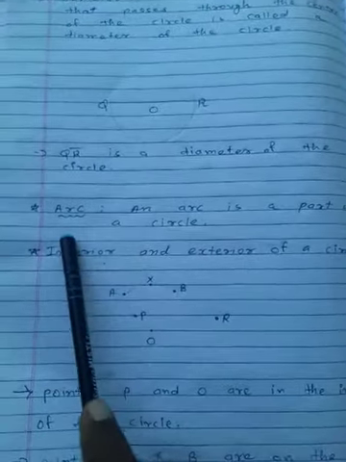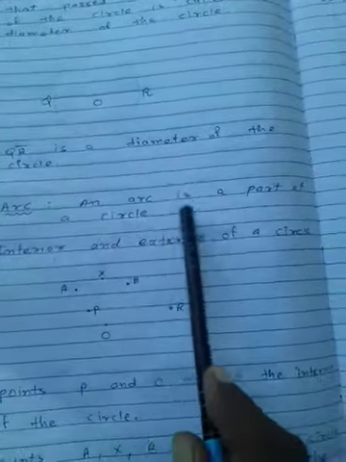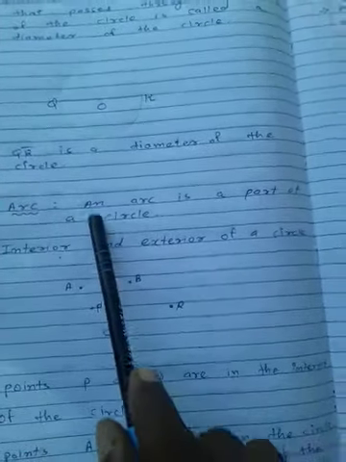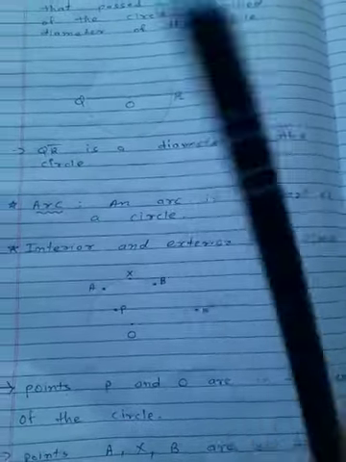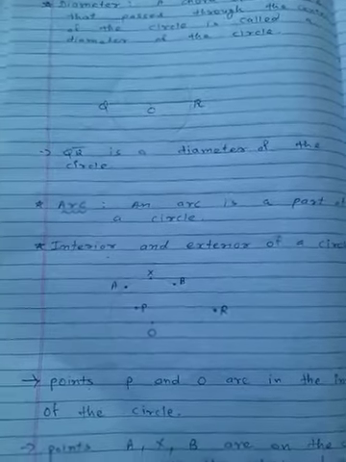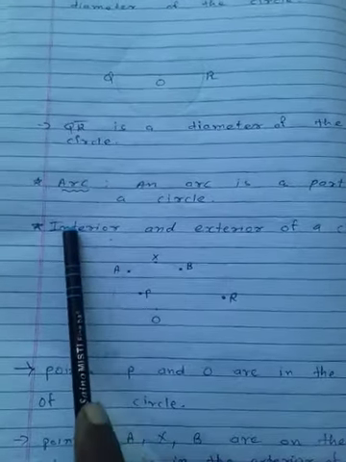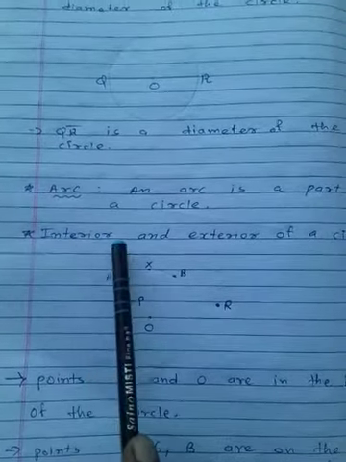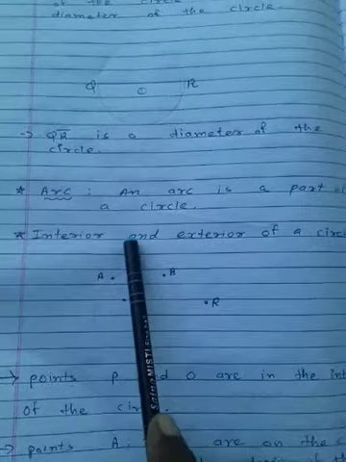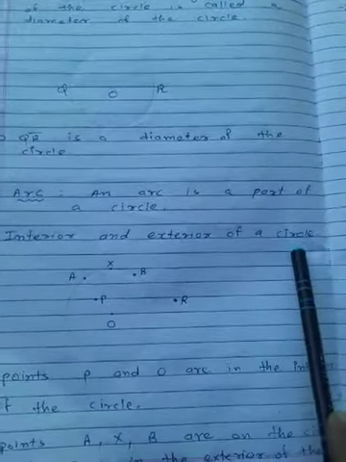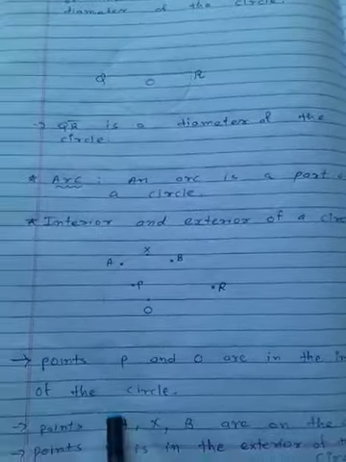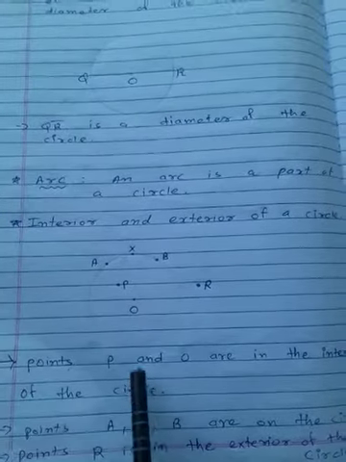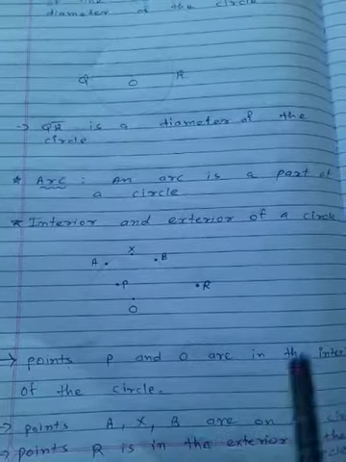Now next point, arc. An arc is a part of a circle. Next point, interior and exterior of a circle. See here, the circle. Which points are interior and which points are exterior?